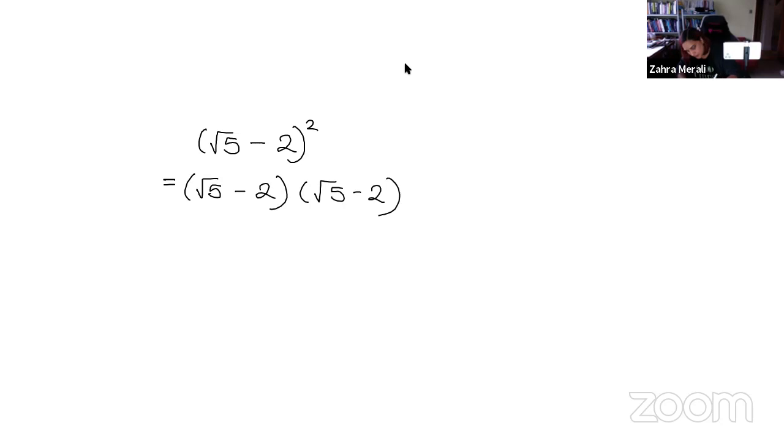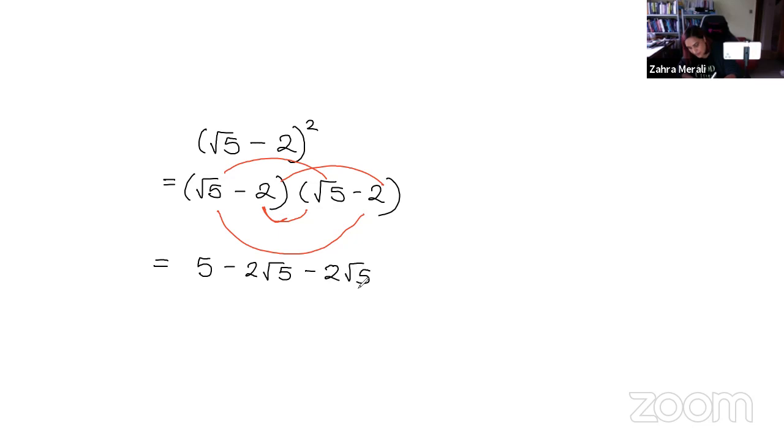So I'm going to do it like this. We're going to multiply everything out. When I multiply it all out, I get root 5 times root 5, which is 5, minus 2 root 5, minus another 2 root 5, and then a minus and a minus make a plus, so plus 4. Put all the numbers together, and put all the root 5s together.